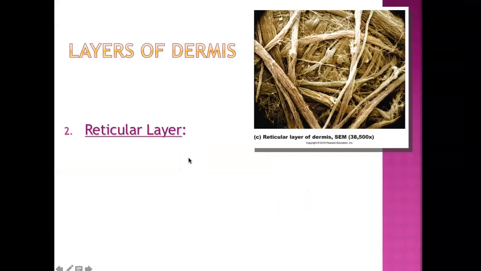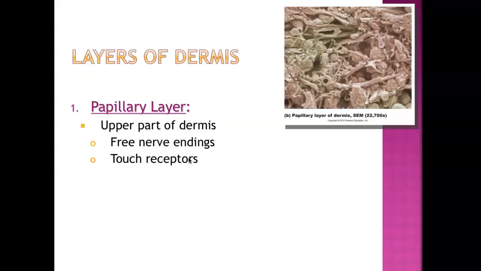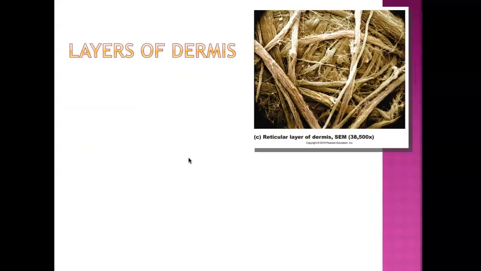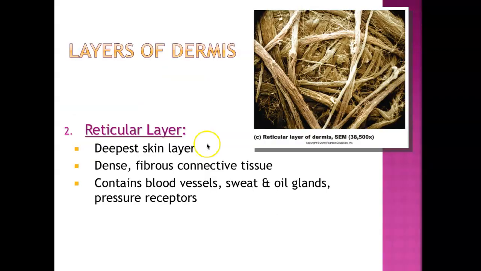All right, the second layer is called the reticular layer. And so that'll be underneath the papillary layer. And this one you can kind of see in the picture, it's the deepest skin layer, and it's very, very dense, and it's very fibrous. So this is going to have really dense fibrous connective tissue, so very much protective, and it's going to contain the blood vessels, the sweat and oil glands, and your pressure receptors.